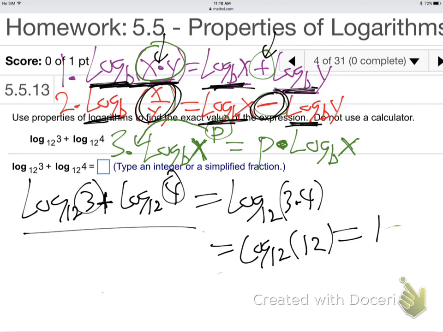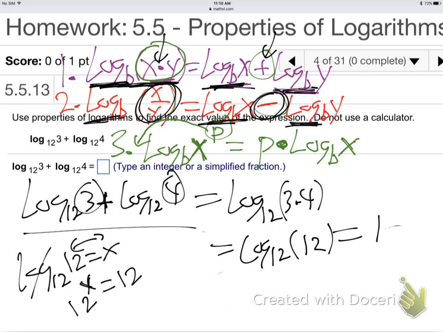You could call it x, right? If you want it formal again, you could say call it x, lose the log, base is a base, other two switch, 12 to the x is 12, so what does x have to be? 1.